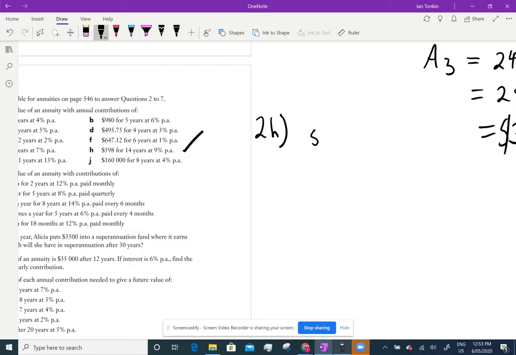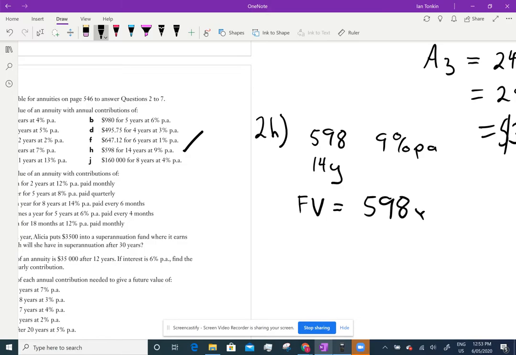What do we got? 598, 14 years, 9% per annum. So my future value is going to equal 598 times the magic number I'm going to find in the table. Now, because it's sideways, I'm going to go and find it here. So it's 14 years, so I'm looking at 14 and 9%, and, oh geez, very easy to make a mistake. You know I did that last time.